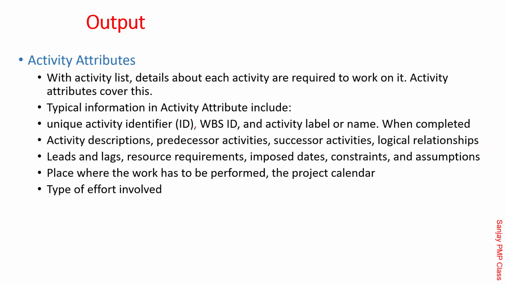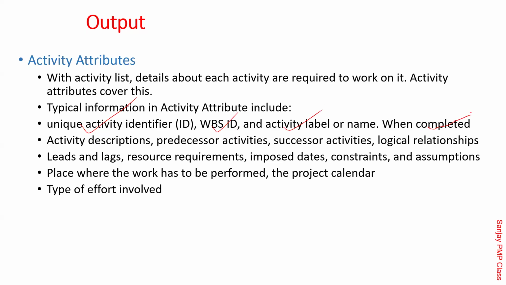There is another output called activity attributes. So basically, like there was WBS and WBS dictionary, there is an activity list and activity attributes. Activity attributes are more details about each activity. For example, a unique ID given to that. Did you notice, Shishir, when you add a new task, that ID automatically gets created in MS Project, correct? Yes. That's the WBS ID, because this is part of a work package. So that whole hierarchy, you remember 1.1 and all that. What is the WBS for which this is the activity? So WBS ID. Then activity label or the name, description.